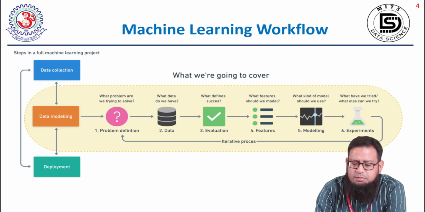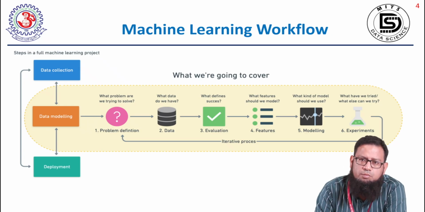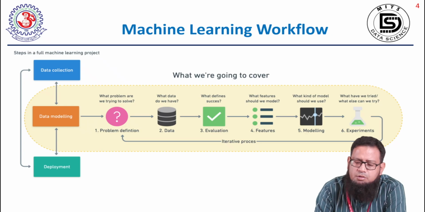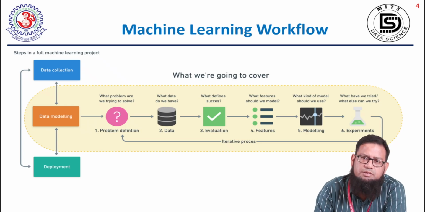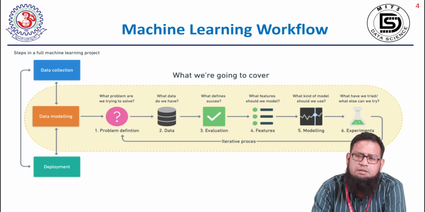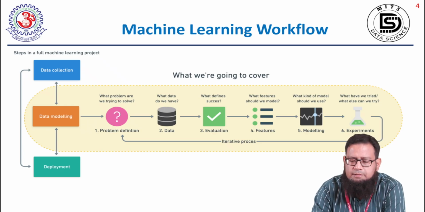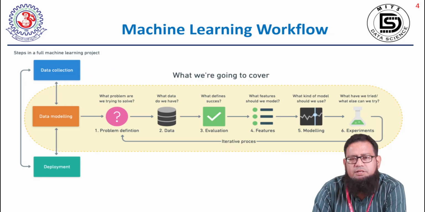So that is the first step. The second step is, what is the data? What data do we have to solve that problem? Then, if you want to solve the problem, you need to find out to what success rate the problem is solved. So we have to very clearly define the evaluation, and then that metric has to be given.